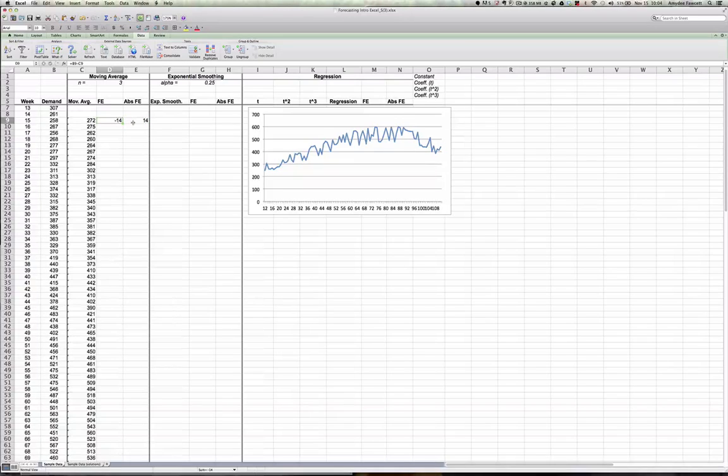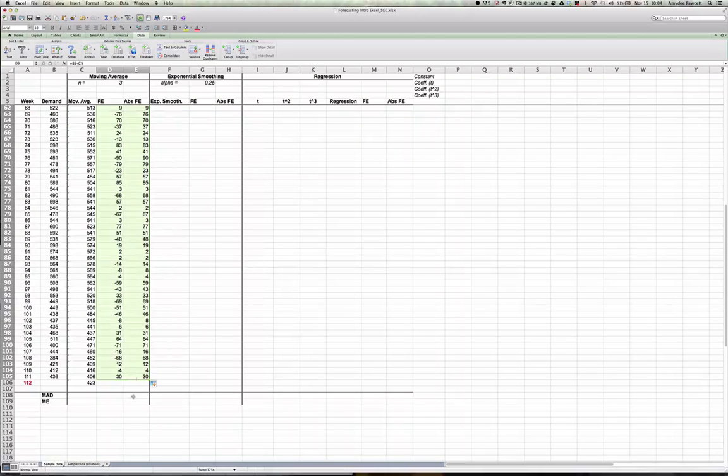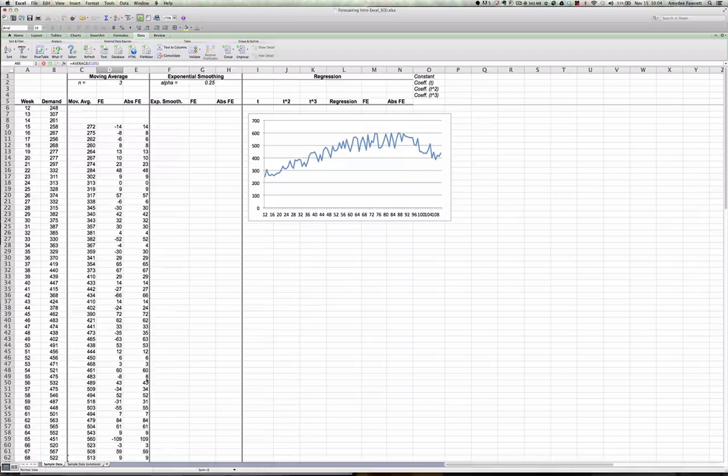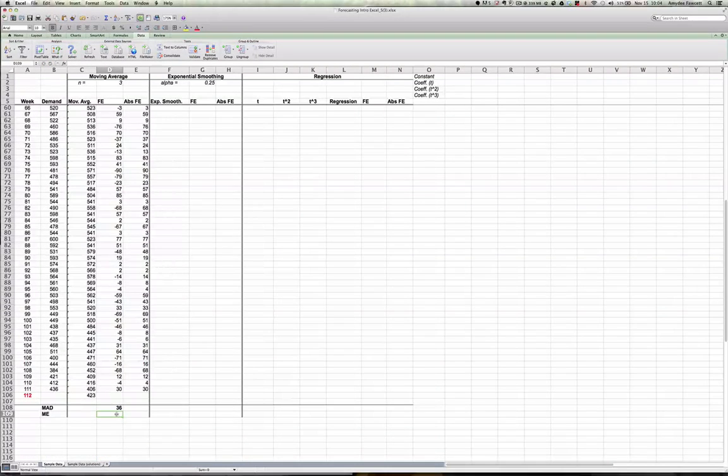Now I'll calculate these forecast errors for all the periods in the dataset for which I have an actual demand observation as well as an associated forecast. With that done, I can now calculate two commonly used forecast error statistics, that is, the mean absolute deviation and the mean error. Now the mean absolute deviation is simply equal to the average value of all my absolute forecast errors. In this case, we're looking at 36 units. What this means is that on average, my forecasts are off by 36 units. It doesn't tell me whether I tend to over or under predict. It simply tells me about the magnitude of my forecast errors.